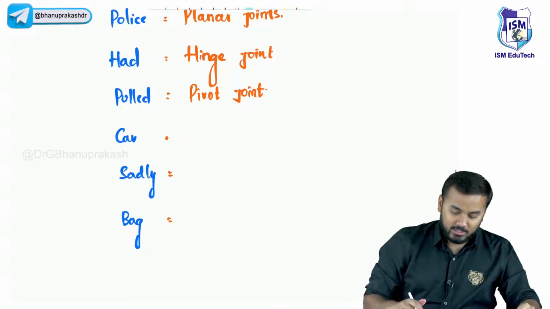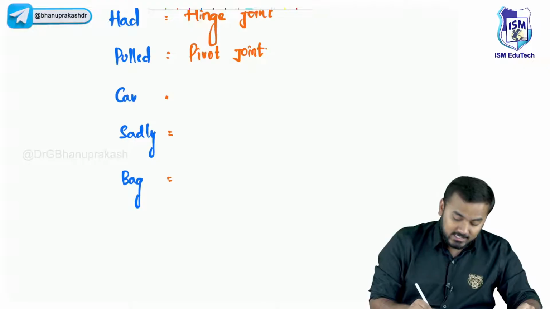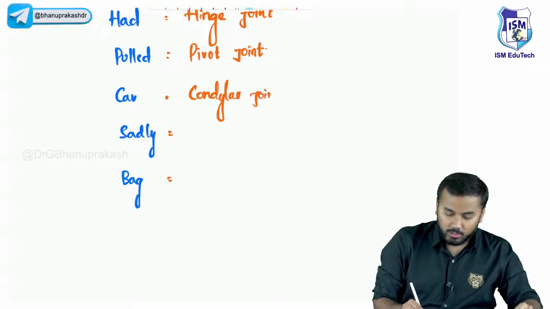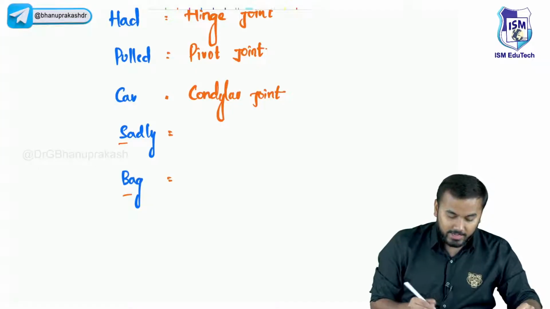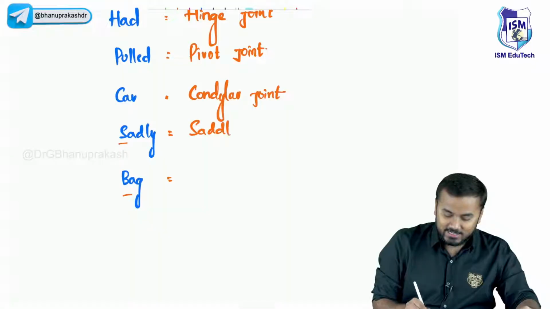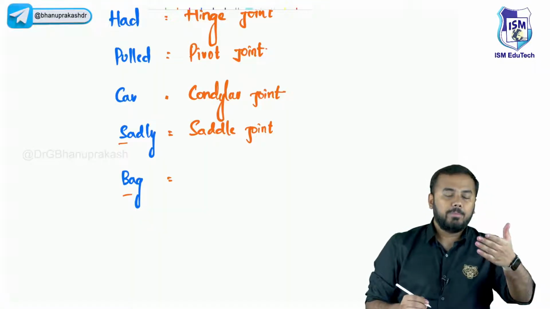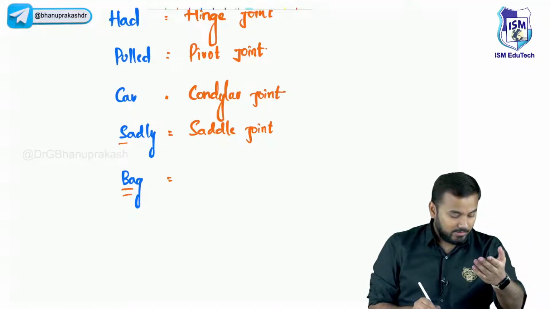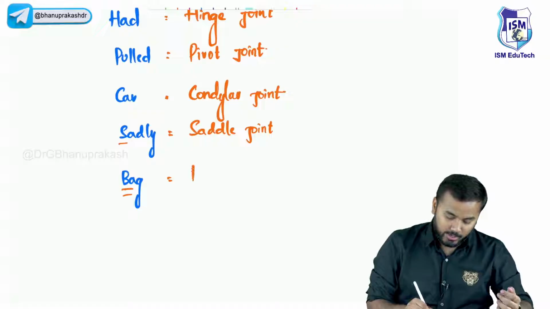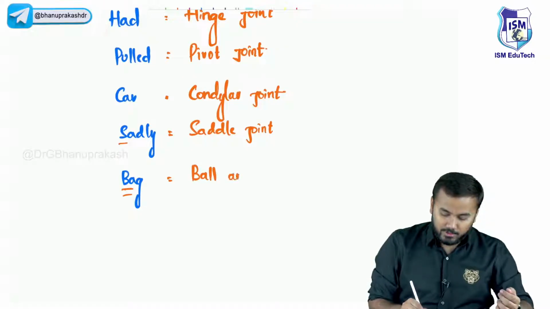Right. So next important thing, C. C stands for condylar joint. And in the same way, we have S and B. What is S standing for? S stands for saddle joint. And finally BA. What does BA stand for? Very good, guys. BA stands for ball and socket joint.